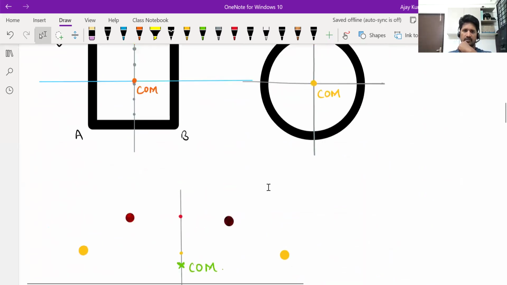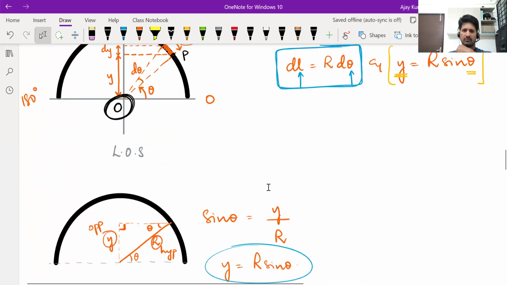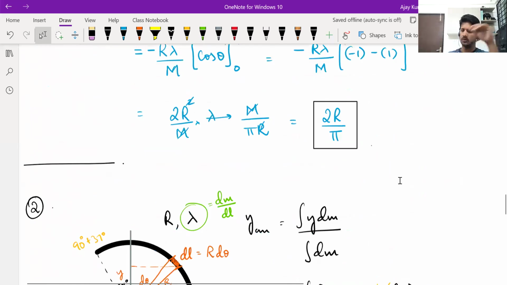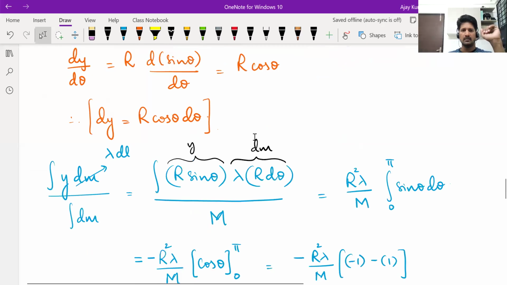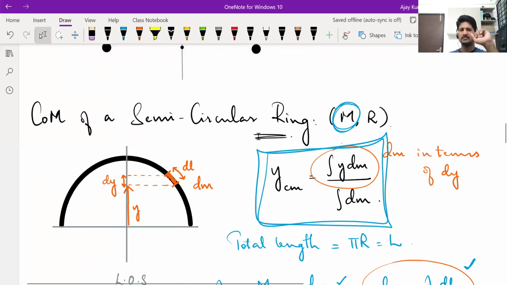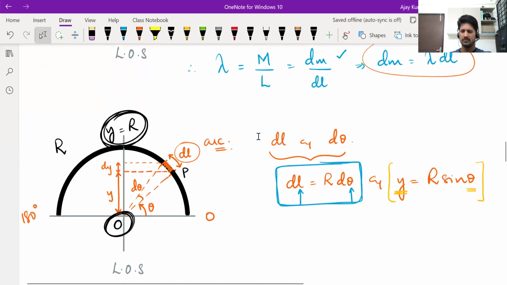So for a semicircular ring, the center of mass is at a height of 2r by pi. You need to remember this result. You have to memorize it. And it is better if you derive it also. Now see, what have I done here? I took angle theta with the x-axis and derived. Okay, you all are comfortable with this now.